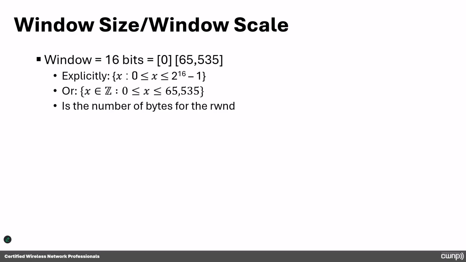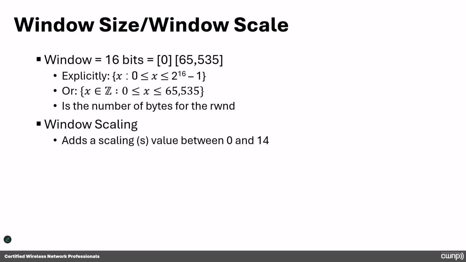Now, original TCP, that's all it had. And by the way, we can go a little bit further and say original TCP/IP, because there was no separation of IP and TCP. So basically, over the years, we realized 65,000 bytes isn't enough with higher bandwidth networks, and so we need to have a way to grow this. And that's where window scaling came in. It adds a scaling value between 0 and 14.